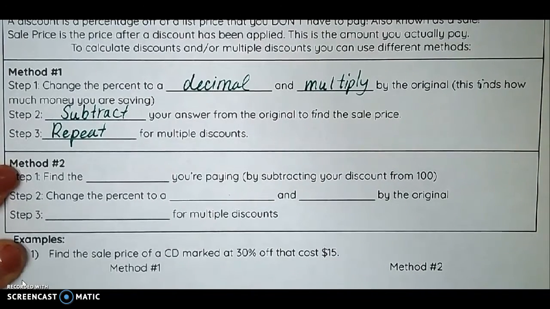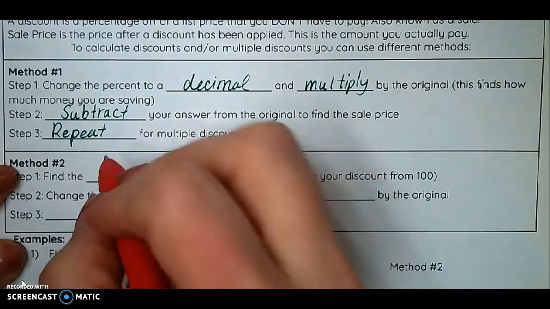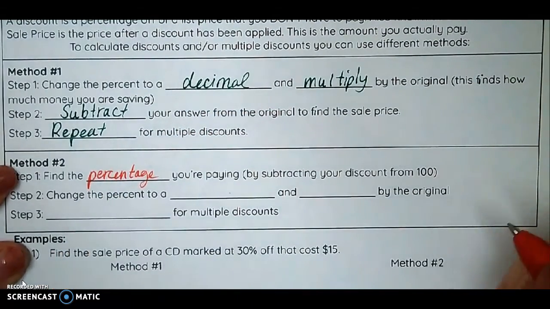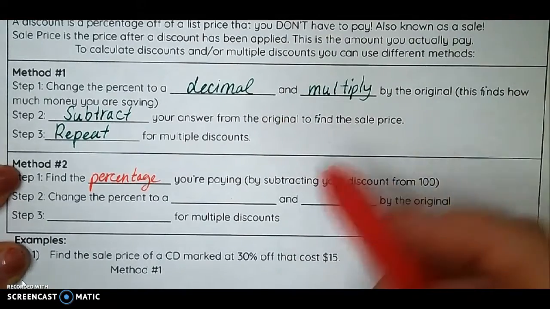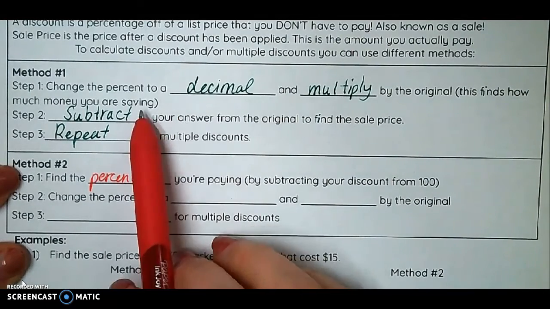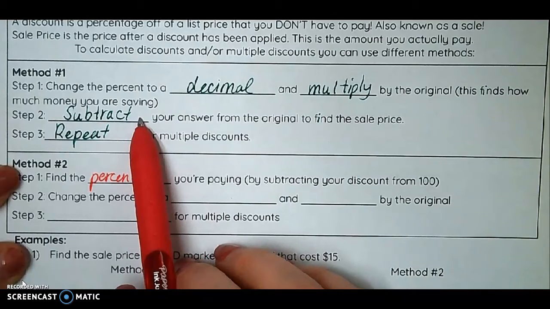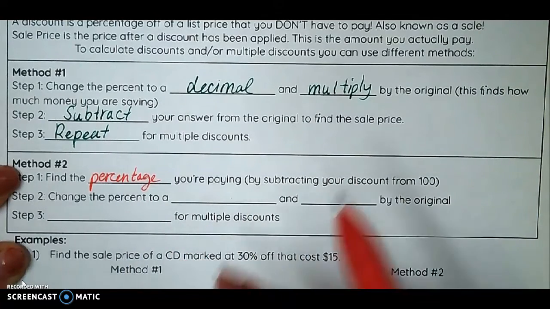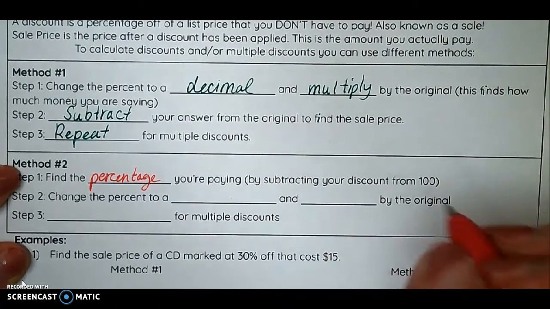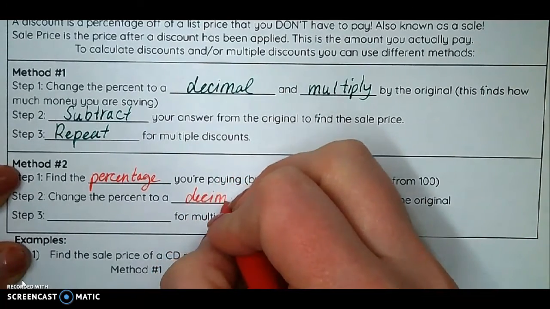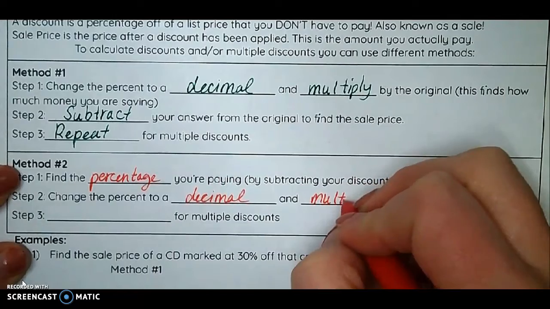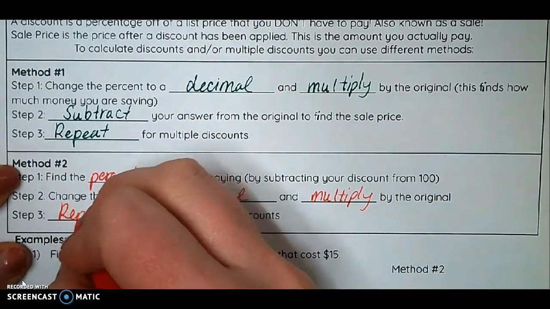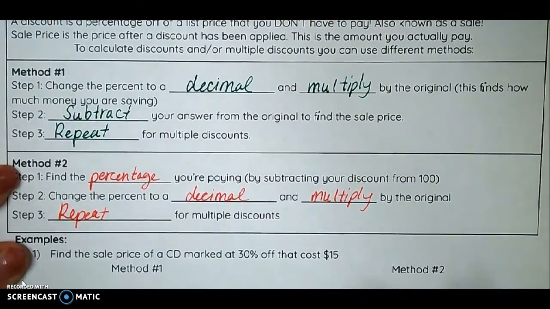The other method that I think is easier is I find the percentage that I'm actually paying. So say something is 20% off. Up here I would do 20% of the number, then I would subtract that from the original number to find my answer. If I do it this way, I would do 100 minus 20 and find out that I'm paying 80% of it. So I'm going to change the percent to a decimal and multiply. When I do it this way, I don't have to subtract at the end. I can just repeat as necessary.